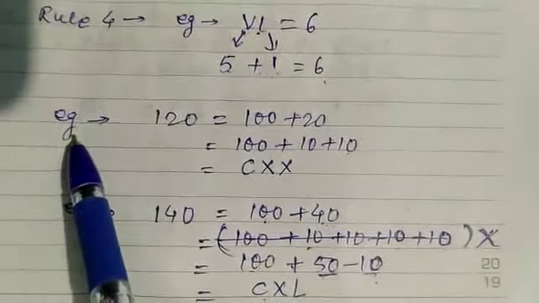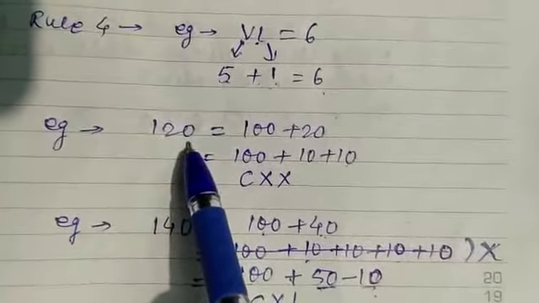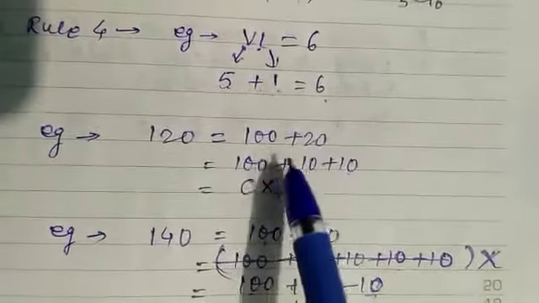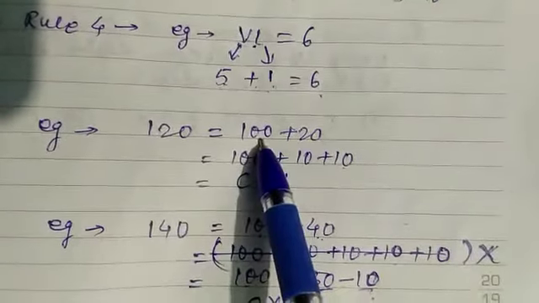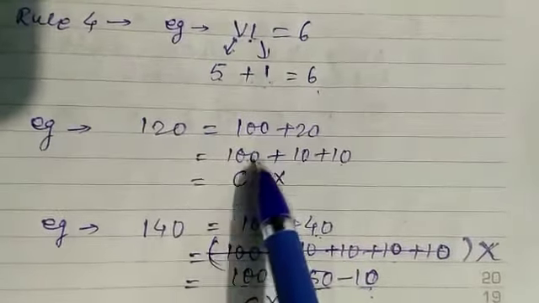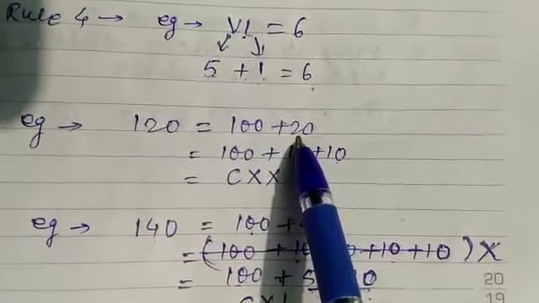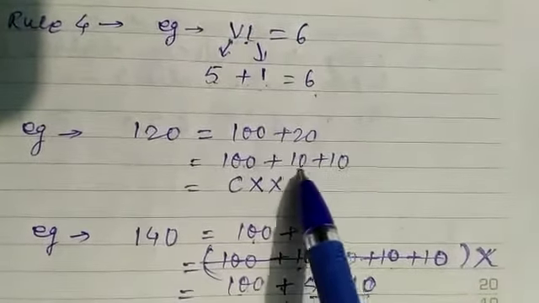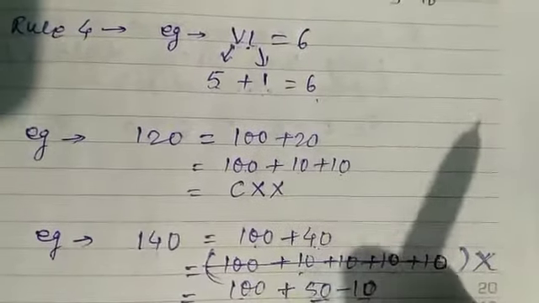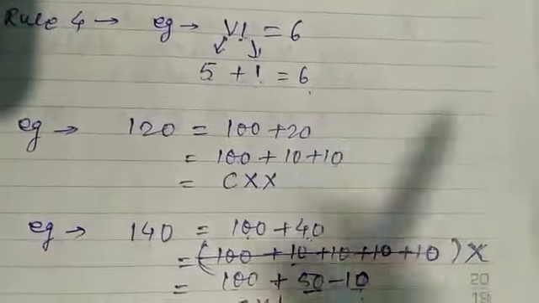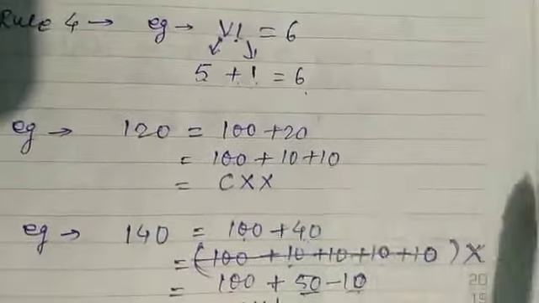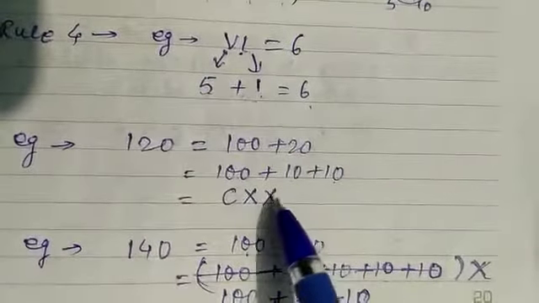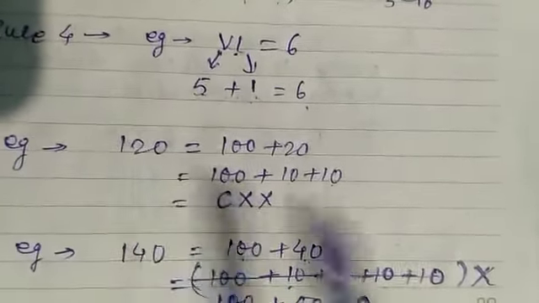The first question is 120. 120 can be written as 100 plus 20. You know the Roman number of 100, so we write C only, and we did not know the Roman number of 20, so 20 can be written as 10 plus 10. As we know the rule number 2, 10 can be repeated 3 times, but here it is 2 times only, so it is correct. So we write 100's Roman number C, 10's Roman number X, 10's Roman number X. That CXX will be 120.